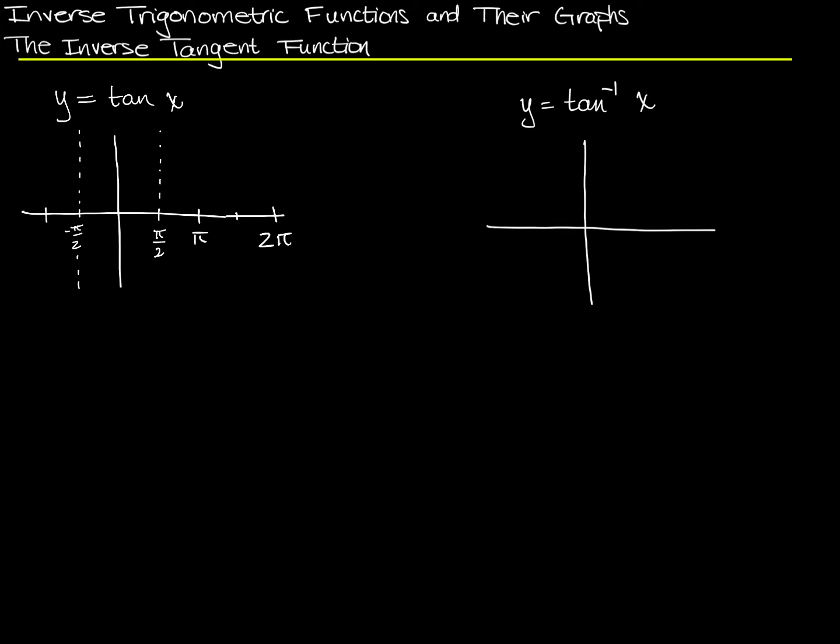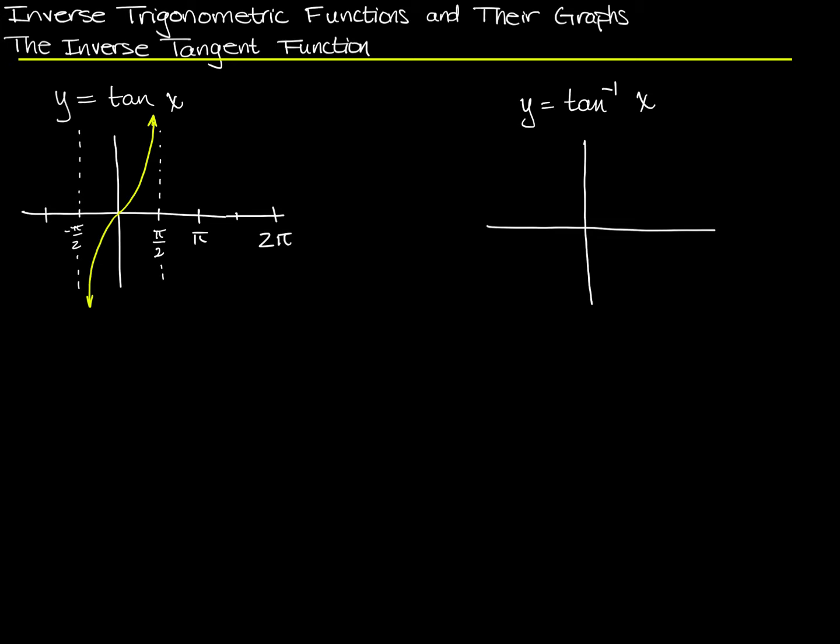This is my canonical cycle, if you will, of tangent. And let's see, I'm just going to estimate it here. Remember that these are asymptotic curves, so this curve here will never touch the line x equals pi over 2 or x equals negative pi over 2.